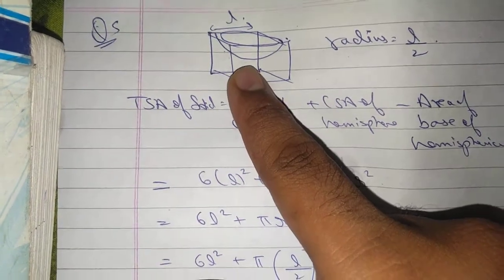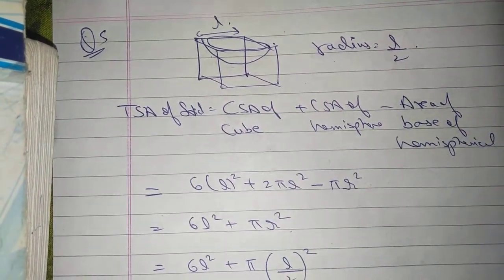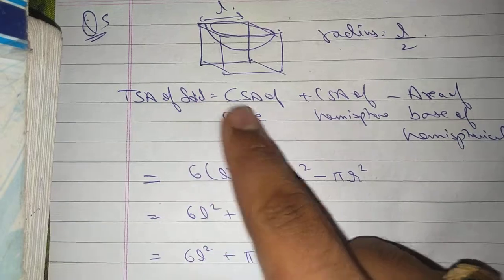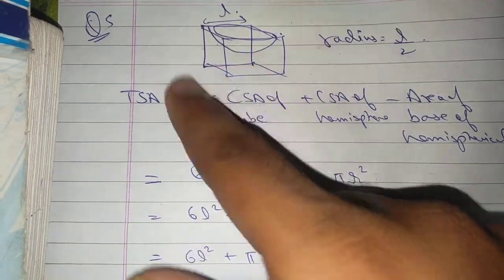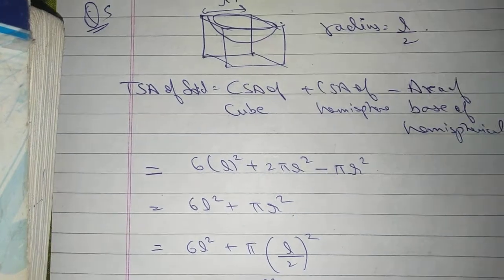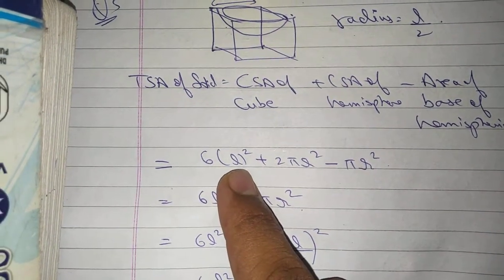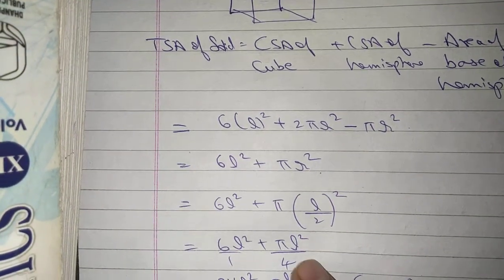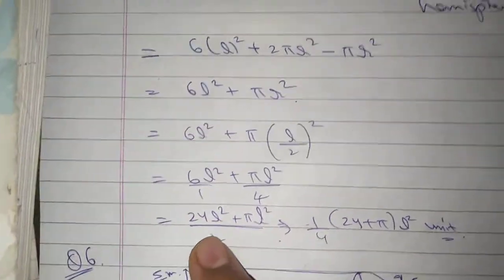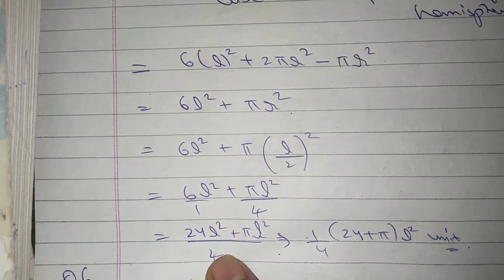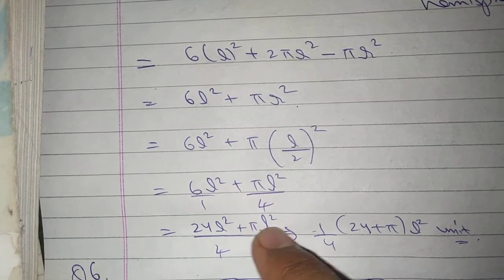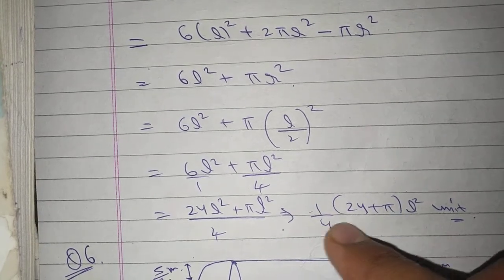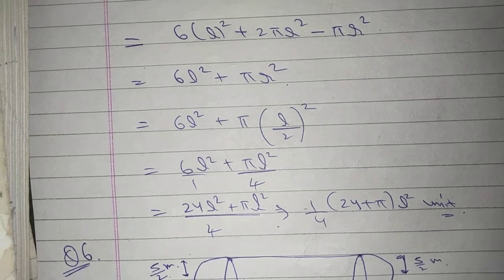Now suppose this is the figure, the depression is cut out from this cube, radius L by 2. TSA of solid is CSA of cube same, plus CSA of hemisphere, now minus the upper one circle, the area of base of the hemisphere or circle. So in the place of 7, L is there, 2πr² minus πr², r is L by 2. Now L² upon 4, now take the LCM. 1 and 4, LCM is 4. Now 4 × 6 is 24, plus πr². Now 1 upon 4 I can write, L² is common, (24 + π) units. This is the answer of the given question.